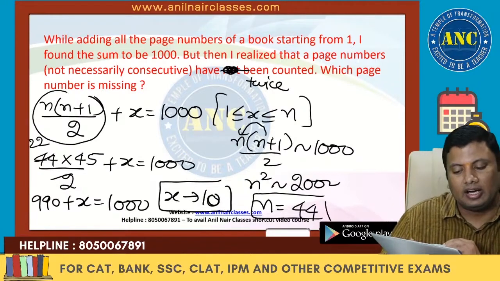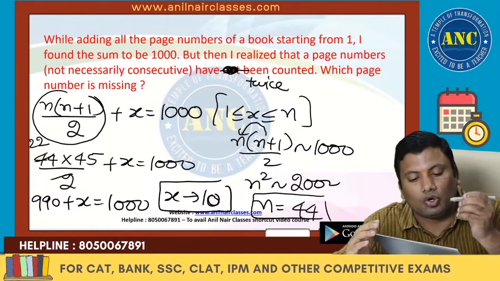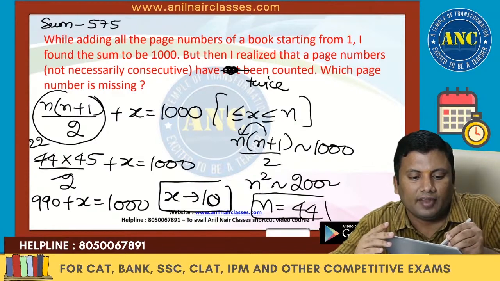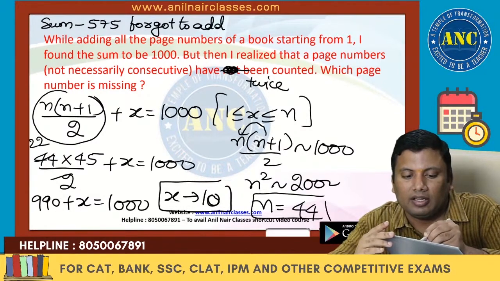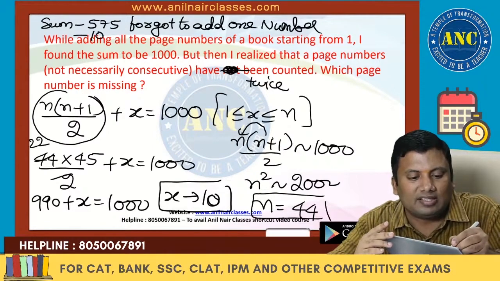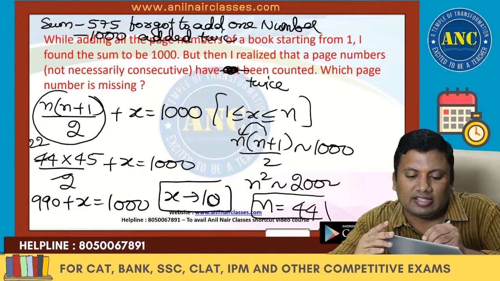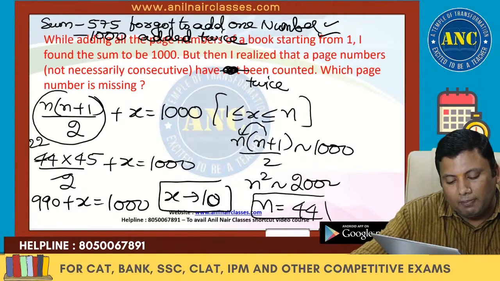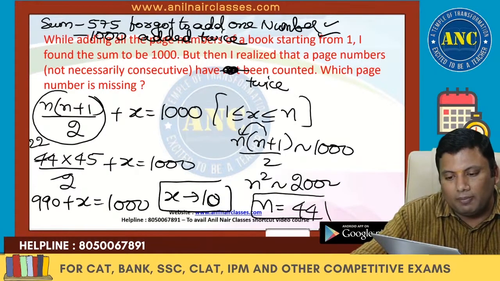I hope it is clear. So two questions which I discussed. One: the sum is 575, forgot to add one number. Two: the sum is 1000, added one number twice. Two cases. So the page number which is added twice is 10 and the number of page numbers is 44.